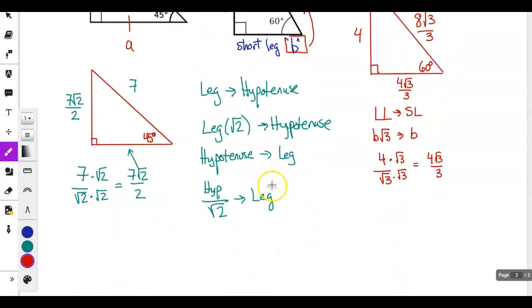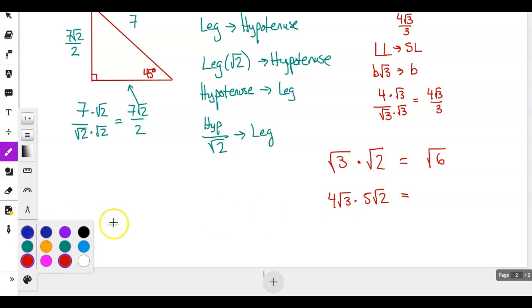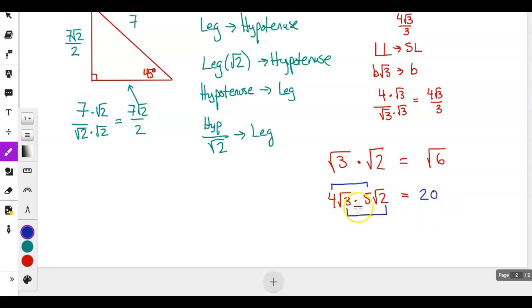I guess the other thing I should show you is sometimes on the 30, 60, 90, or even a 45, 45, 90, you might have to multiply radicals together. So let me show you how to do that. If you have root 3 times root 2, that's just root 6. If you have something like 4 root 3 times 5 root 2, you multiply these numbers on the outside together to get 20, and then you multiply the roots together.